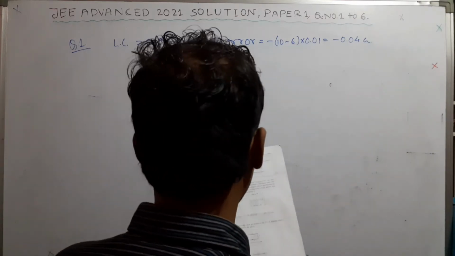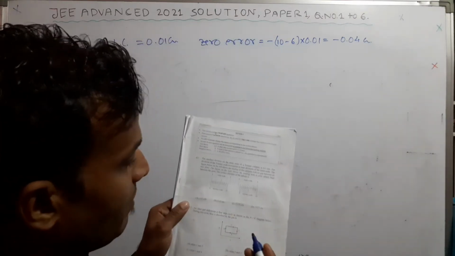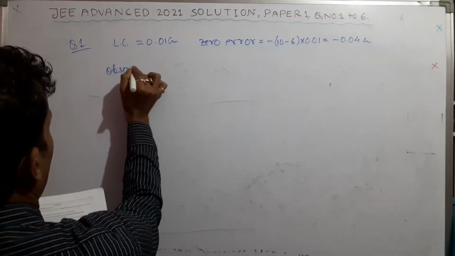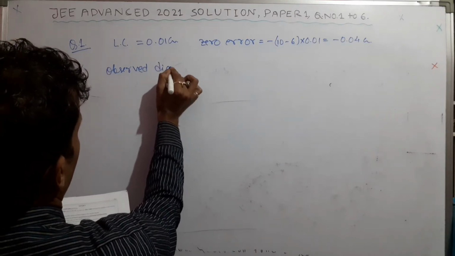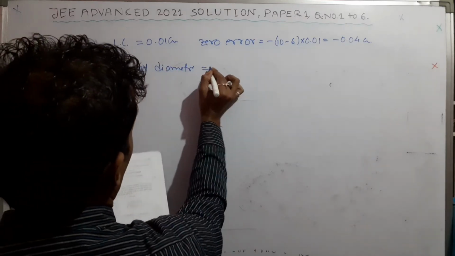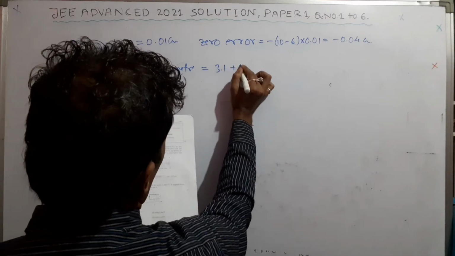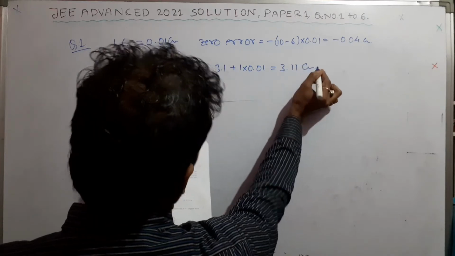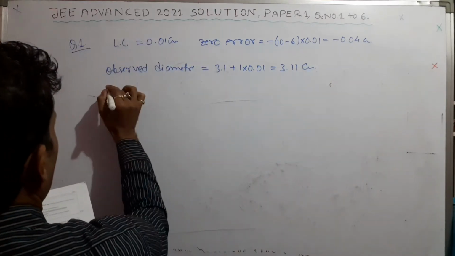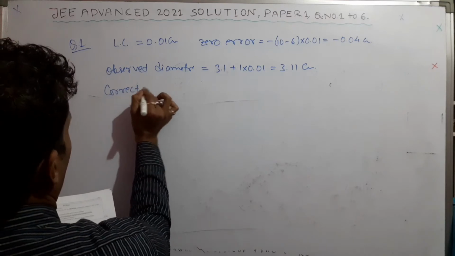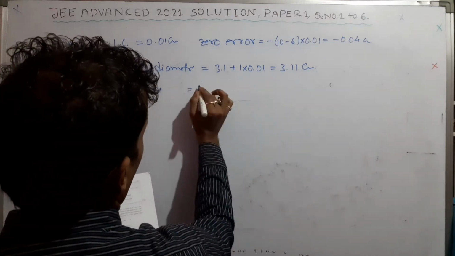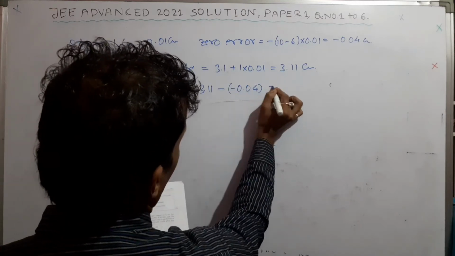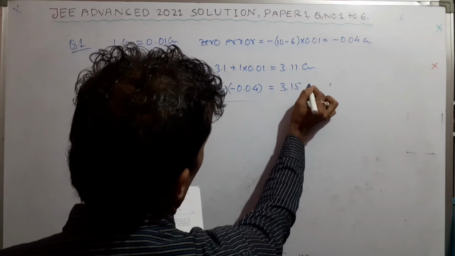Now we have to find the correct diameter, okay. Now the observed diameter from the second figure that you can see, observed diameter, okay, and that will be 3.1 plus 1 into 0.01, so it will turn out to be 3.11 centimeter. So the correct diameter of the sphere will be 3.11 minus 0.04, that is zero error, and it will turn out to be 3.15 centimeter.